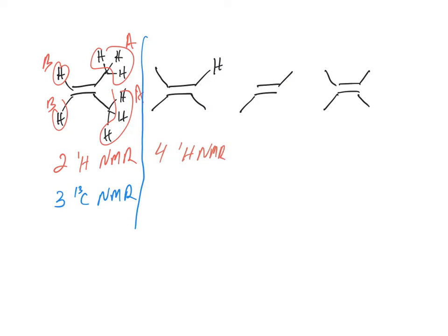How many for the carbon? I would say 1, 2, 3, 4, 5. Excellent. 5 for the C13 NMR.